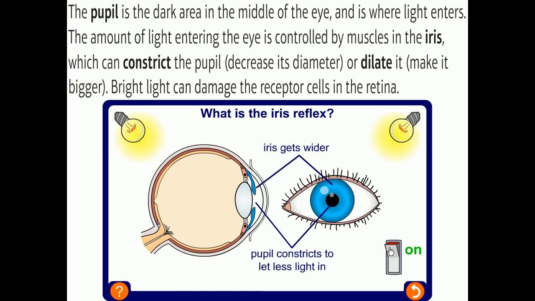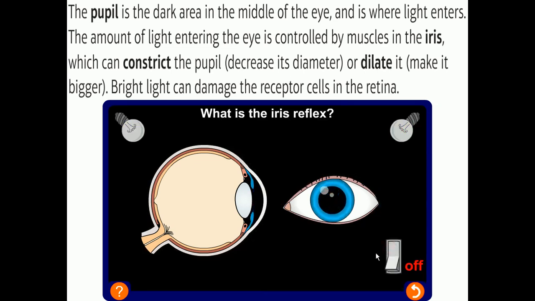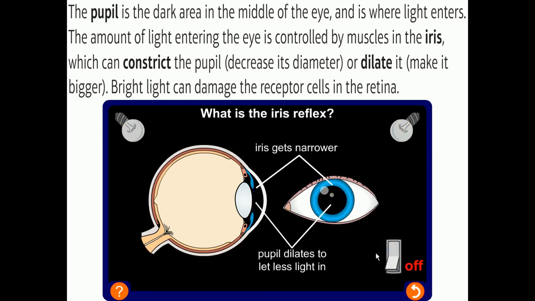The opposite happens when there's not enough light. You want more light entering the eye, so in a dark place, the pupil dilates. And when it dilates, that means it allows more light to enter the eye. And this means it gets bigger. And for that to happen, the iris has to get narrower.